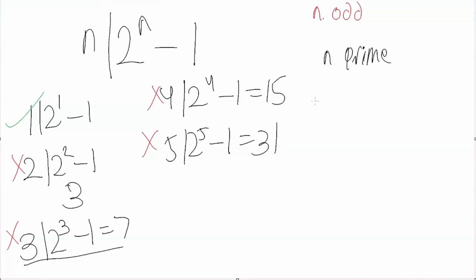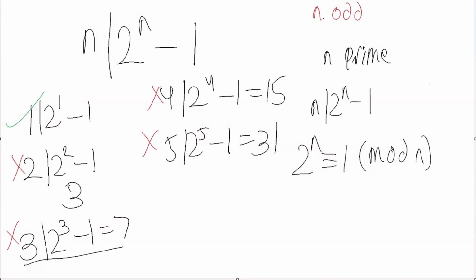Then we need the number n to divide 2 to the n minus 1, or in other words, 2 to the n is equivalent to 1 mod n. If n is prime, then this expression here, especially the one on the left-hand side, should look very familiar to you. It's just Fermat's little theorem. So that becomes 2 is equivalent to 1 mod n. In other words, n divides 1, and that's bad. So therefore, all prime n do not work.